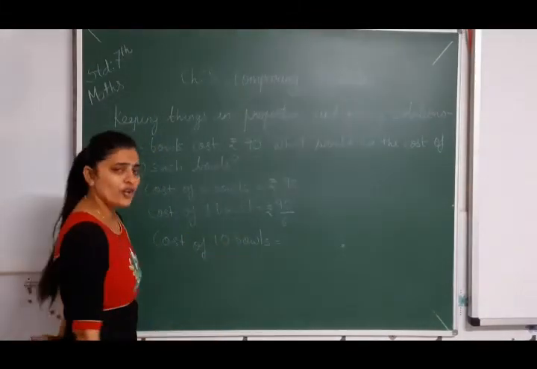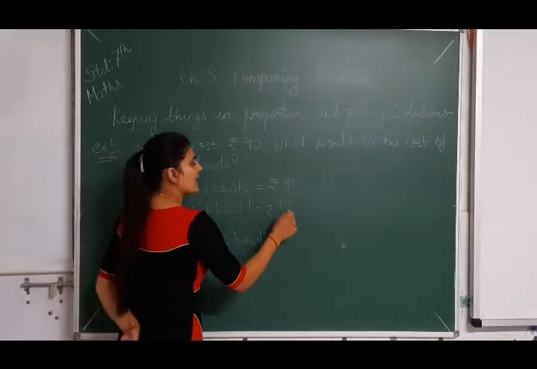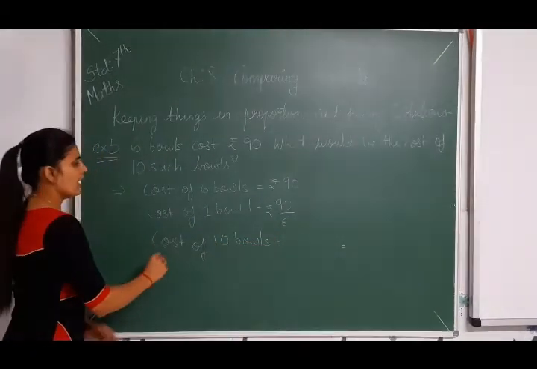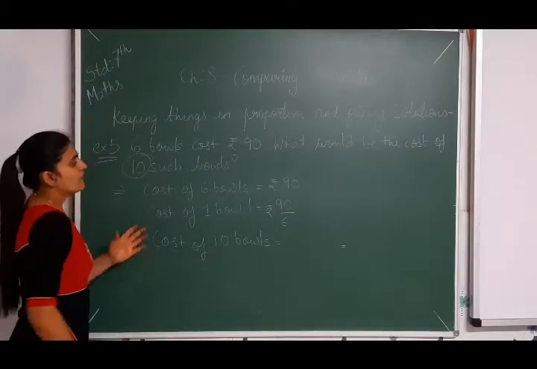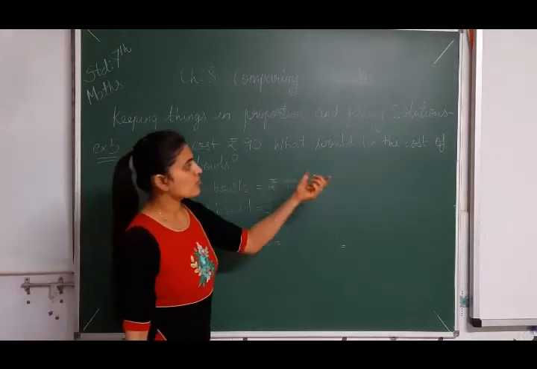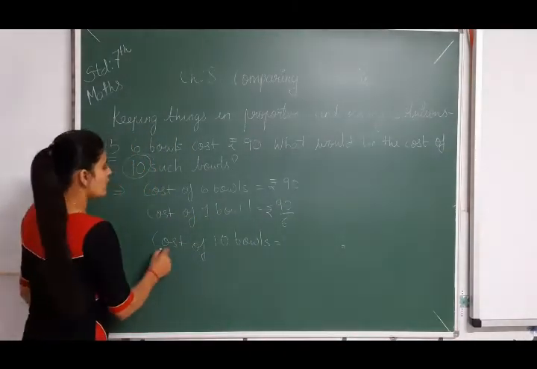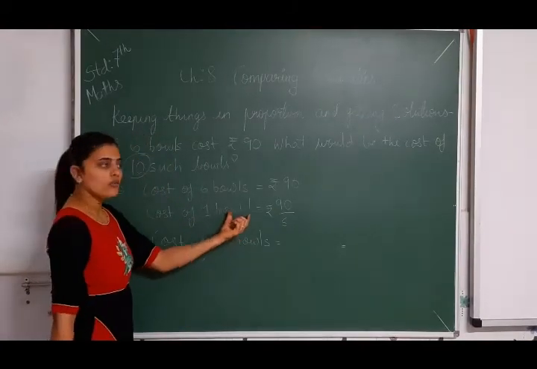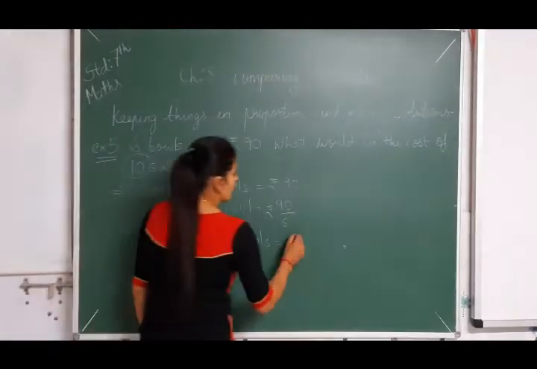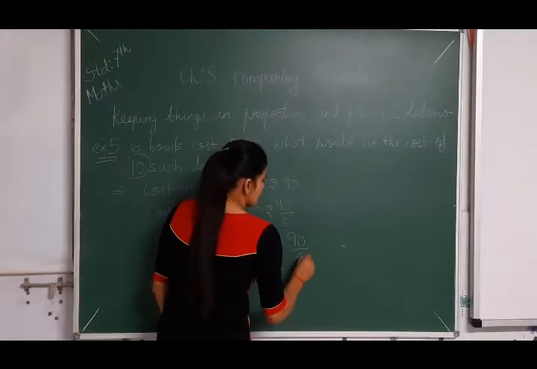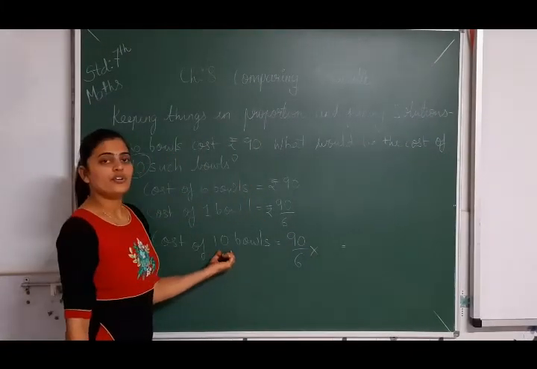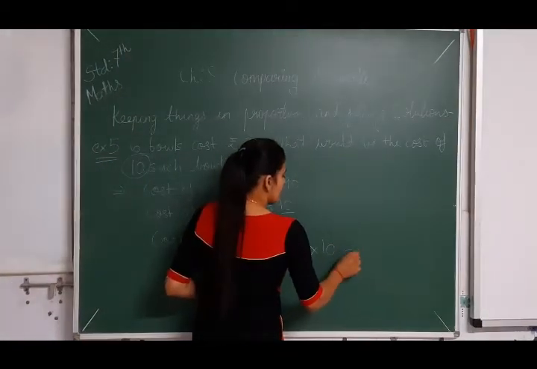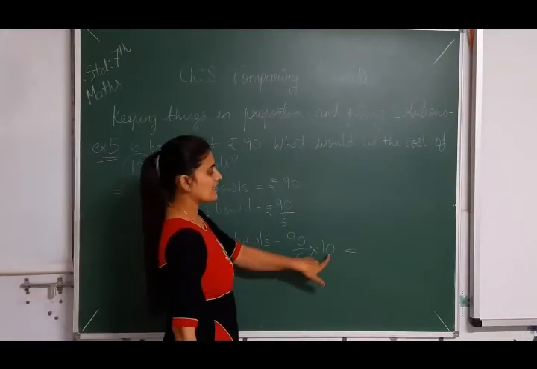This we have done in the lower classes. So rupees 90 by 6. Now let it be 90 by 6 only. After that what do we have to find out? We have to find out the cost of 10 bowls. So cost of 10 bowls will be equal to, what was the cost of 1 bowl? 90 by 6. So 90 by 6 multiplied by 10, since we are finding for 10 bowls. So what will be the answer? Both will be cancelled out by 2.